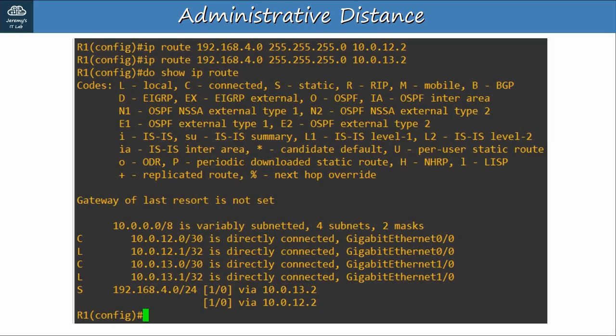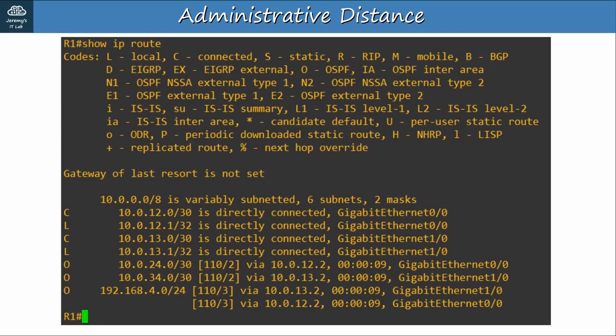Looking back at the route table I showed you before, here you can see the AD of 1 for these static routes. The connected and local routes above them have an AD of 0, but it is not displayed in the route table. And another look at this route table with OSPF routes. Here you can see the AD of 110. Remember that the number on the left inside the square brackets is the AD, and the number on the right is the metric.